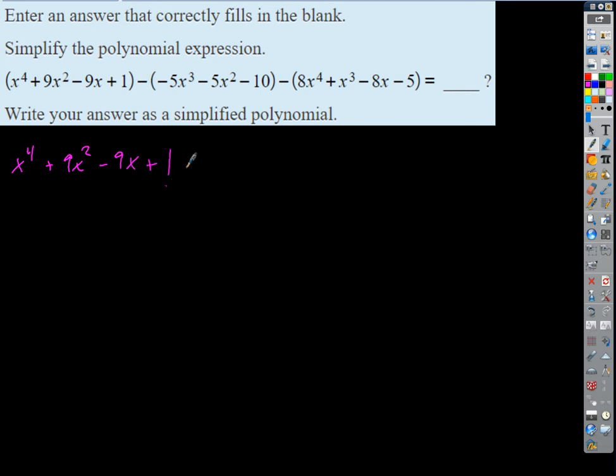If I distribute the negative, what am I going to get? Plus 5x cubed plus 5x squared plus 10. Oops, to the 4th, not the. Minus 8x to the 4th minus x cubed plus 8x plus 5, right? And then what do we do? Combine like terms.